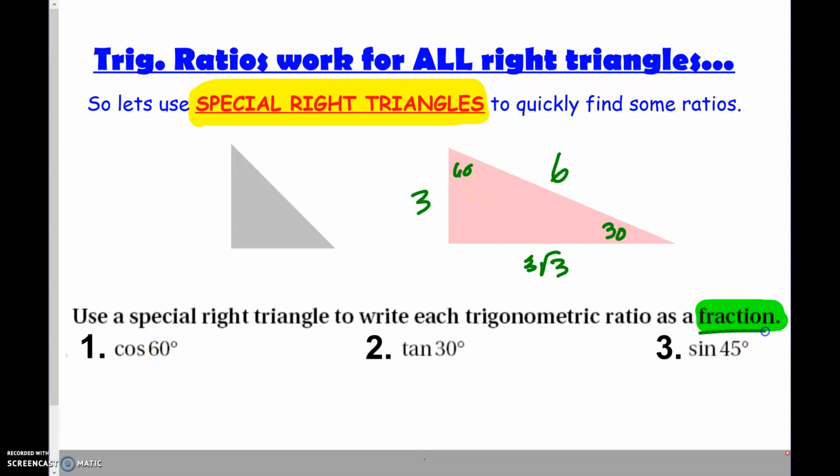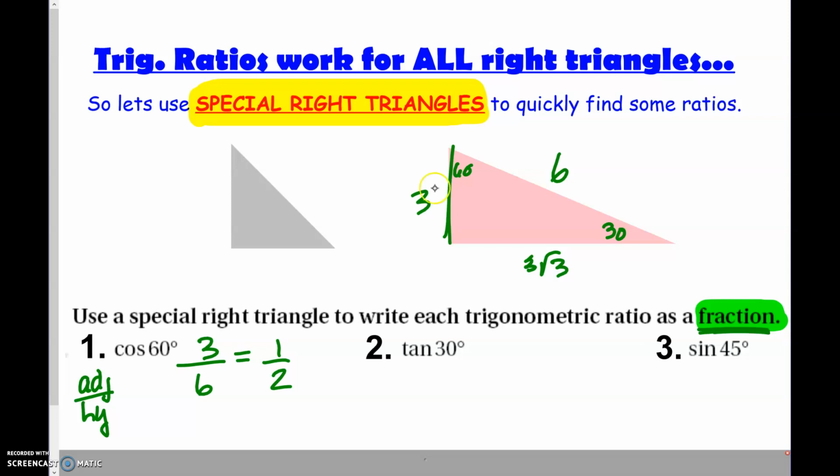So what is the cosine of 60? Okay, they want us to write it as a fraction. So the cosine of 60 would be the adjacent over hypotenuse. So the adjacent side is 3 and the hypotenuse is 6. So this would be the fraction 1/2. Now some are like, well, wait a minute. How do you know that it's 3 over 6?